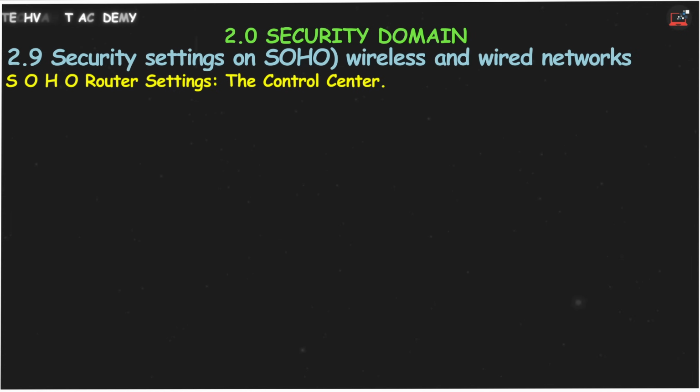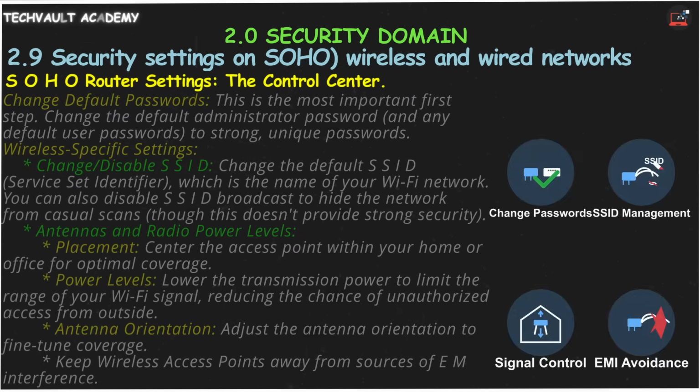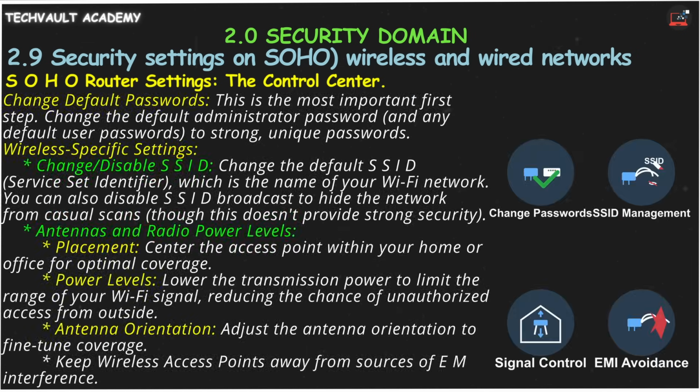SOHO router settings, the control center. Always backup settings, update firmware, and then save. Change default passwords. This is the most important first step. Change the default administrator password and any default user passwords to strong, unique passwords.